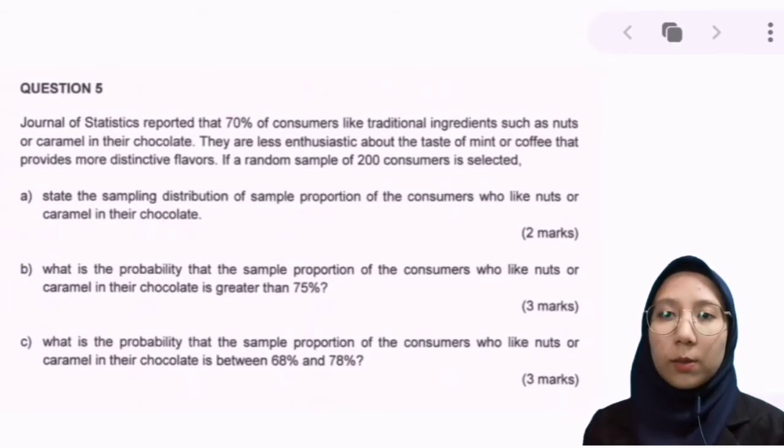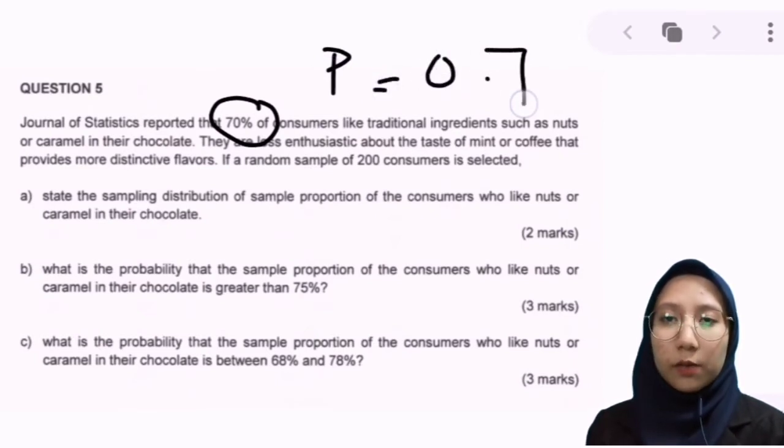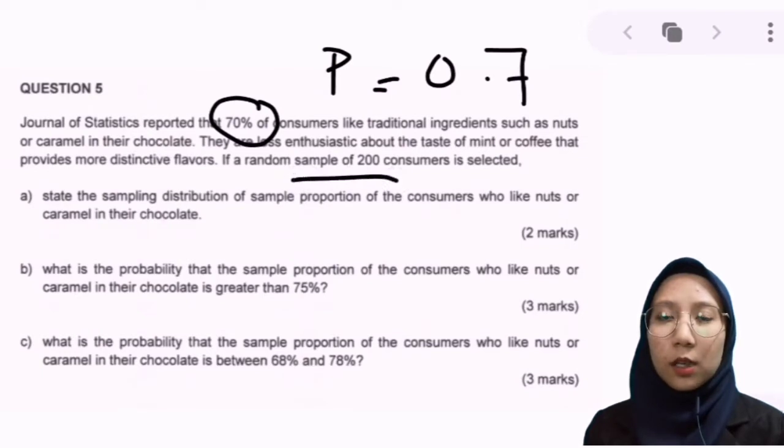So I will answer question 5, and before I show my solution, let's read the question first. From here we know that this is 70%. So P is equal to 0.7 and the sample is 200, so we know that n equals 200.